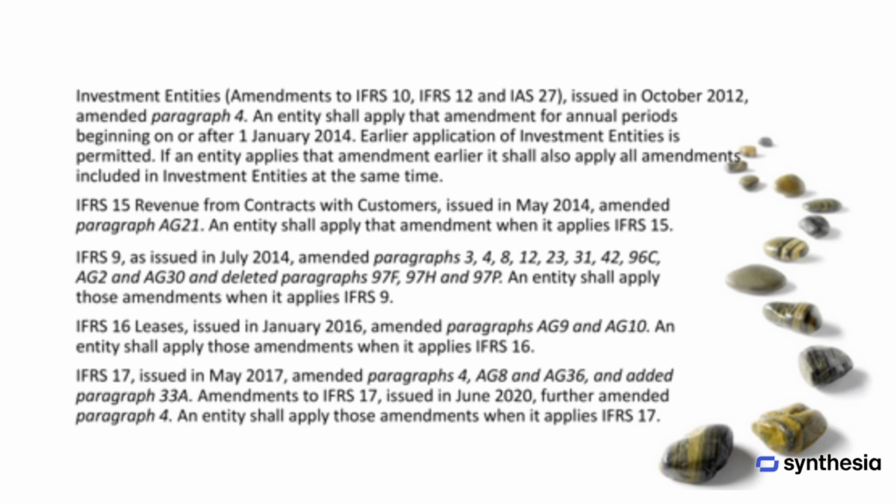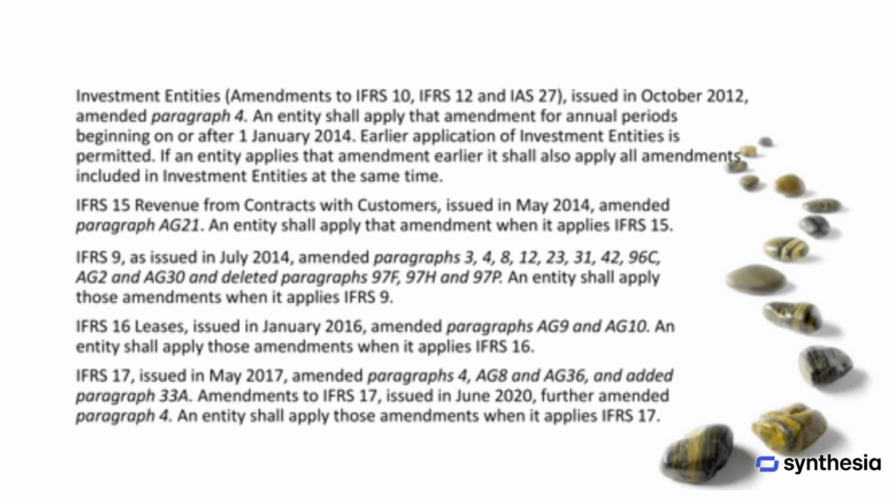IFRS 15, Revenue from Contracts with Customers, issued in May 2014, amended paragraph AG21. Entities are required to apply this amendment whenever they apply IFRS 15. IFRS 9, as issued in July 2014, amended multiple paragraphs including 3, 4, 8, 12, 23, 31, 42, 96C, AG2, and AG30, and deleted paragraphs 97F, 97H, and 97P. Entities must apply these amendments when they adopt IFRS 9.